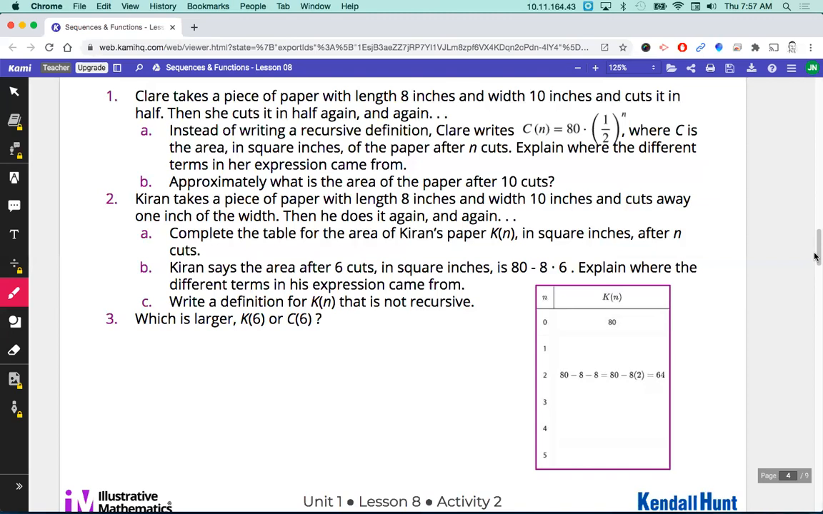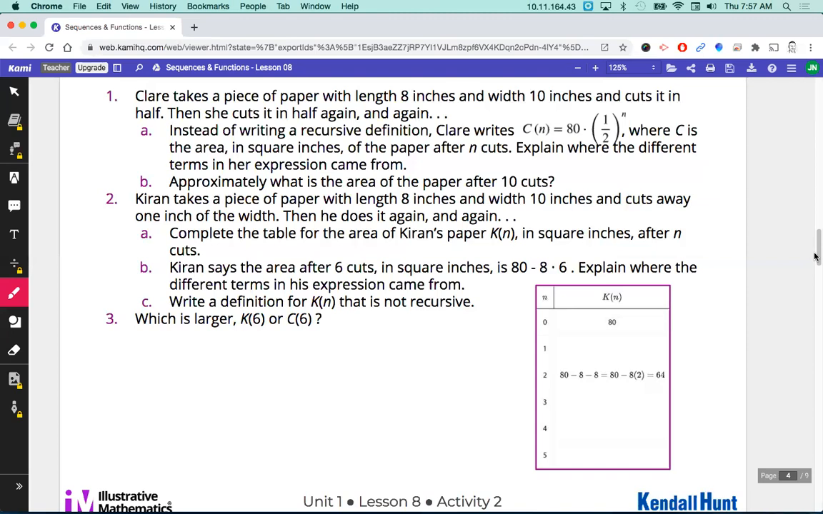Now, where that definition came from is we know that every next term in the sequence we're multiplying times 1/2. We started with 80, multiply times half, you get 40. So we started at 80, our first cut, we're gonna have 40, then 20, then 10, then 5, then 2.5. It's getting pretty small pretty fast, right? But we just keep multiplying by 1/2. So if we want to know after 6 cuts, we could do 80 times 1/2 to the 6th power. Because that tells me we do 80 times 1/2 6 times.